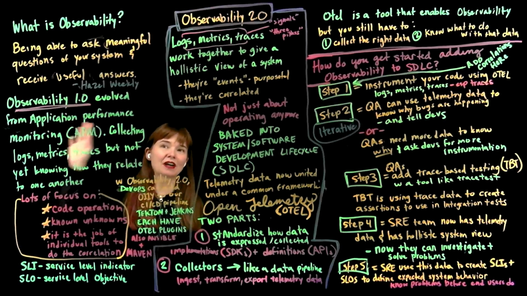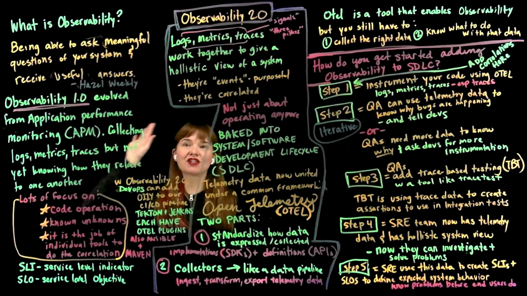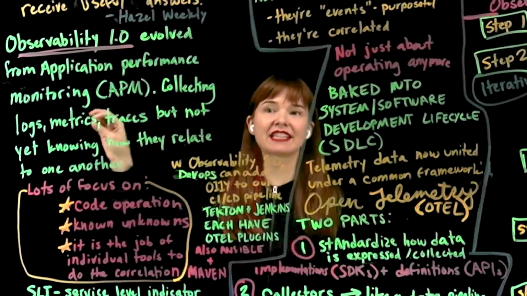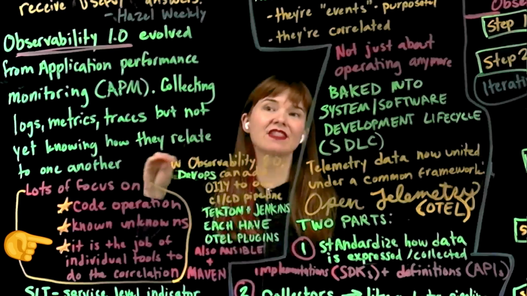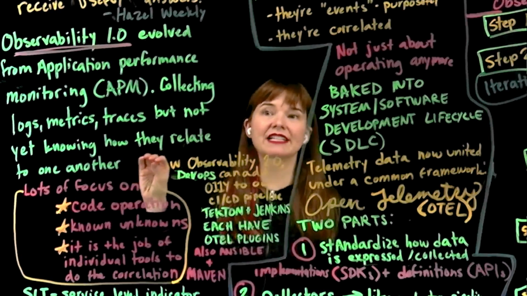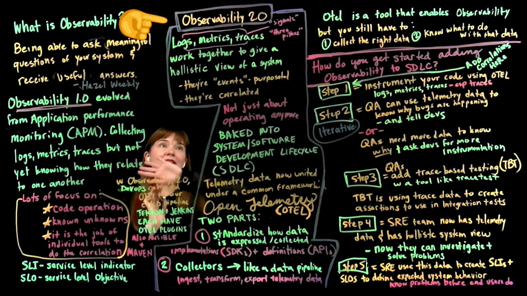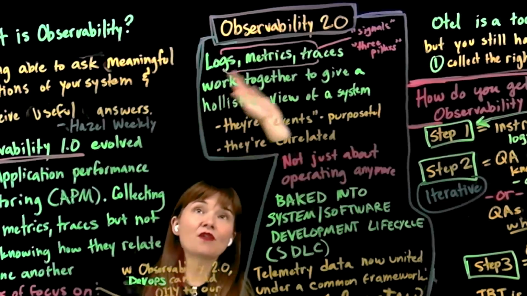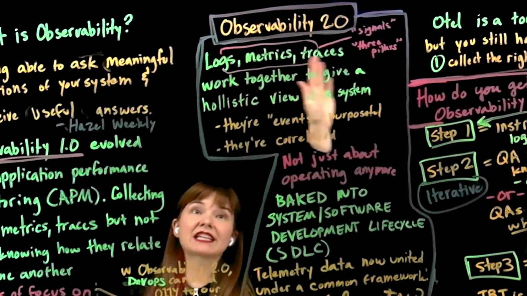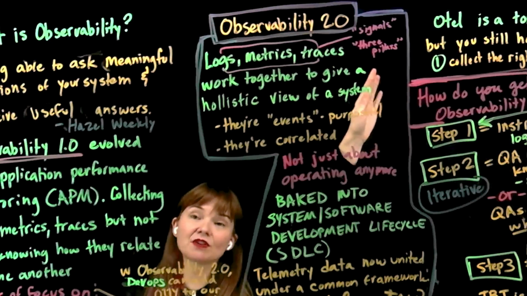Back before Observability 2.0, the job of trying to understand how these things relate to each other was in the tools themselves, which were trying to add the correlation between the logs, metrics, and traces. With Observability 2.0, the focus is on getting these all to work together to give a holistic view of the system.